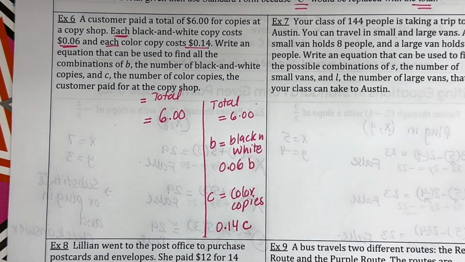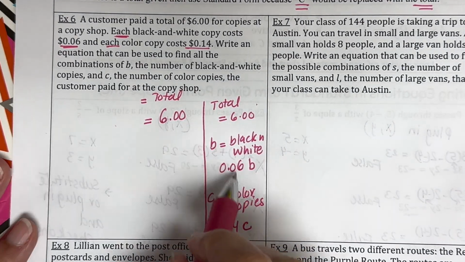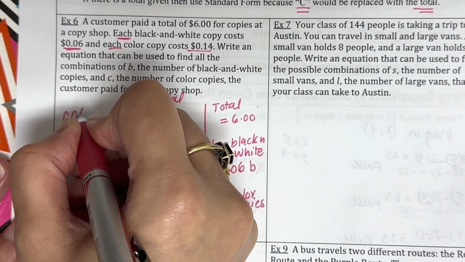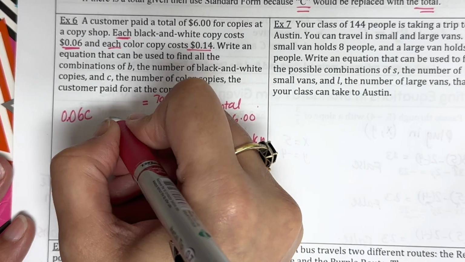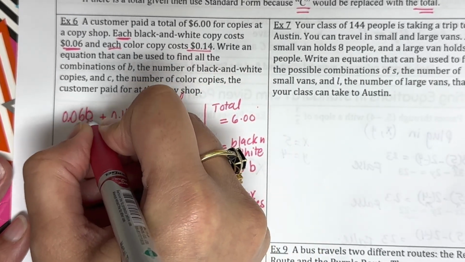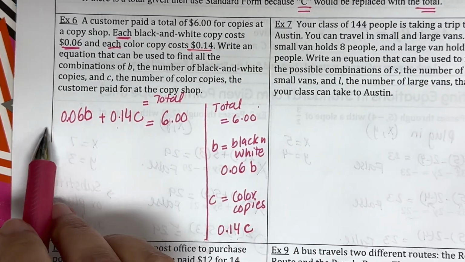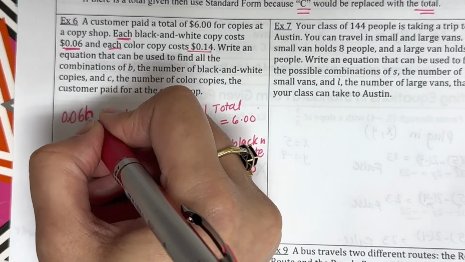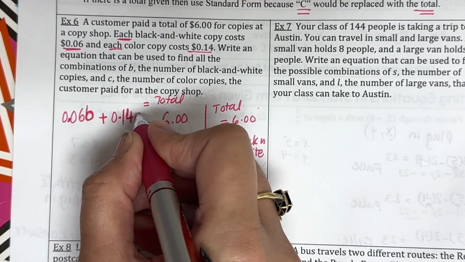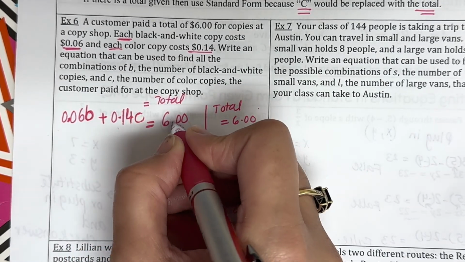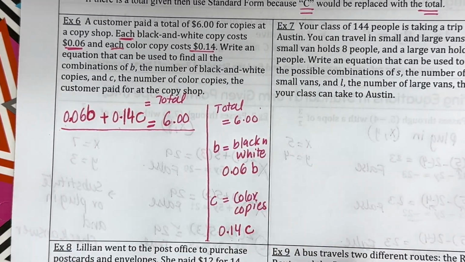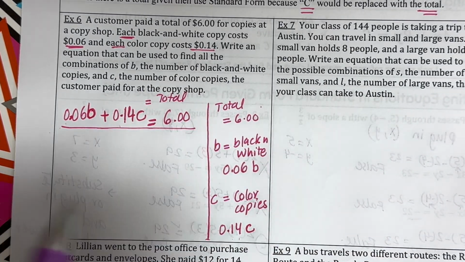Now when you are making a payment, that means you add these two together. So I'm going to add 0.06B, oh sorry, this one is B, this is C. So 0.06B plus 0.14C equals $6. So that's my equation written in standard form.